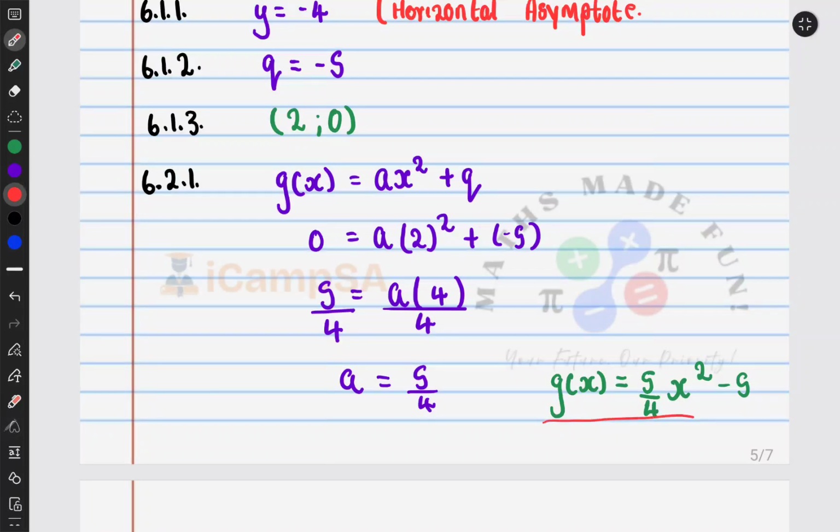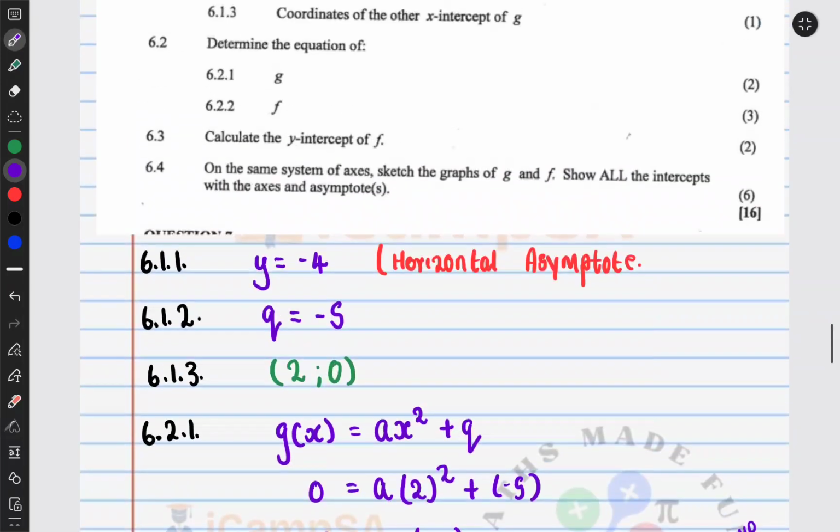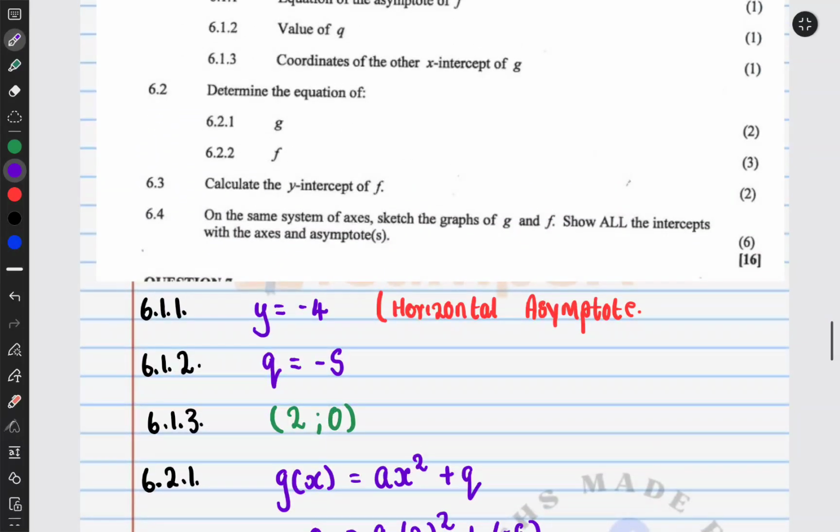Okay, then we see that the value of a is positive. So if we were asked to sketch this function and we have a positive value of a, it means the function will be facing upwards. Maybe let me put a note there: positive a equals face up. It's facing upwards.